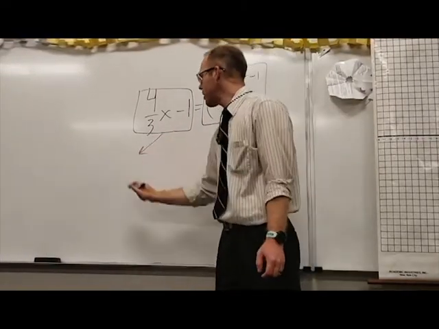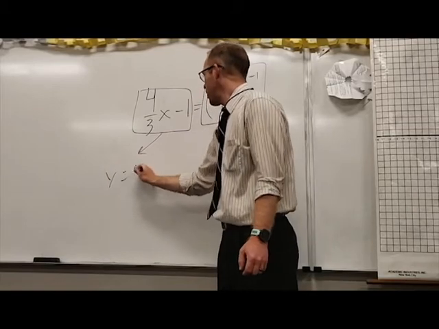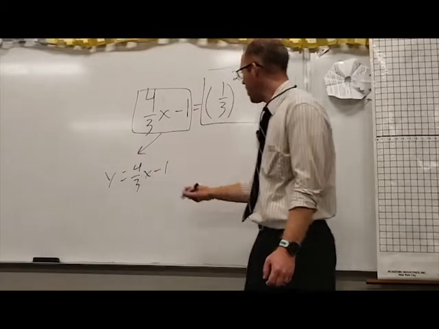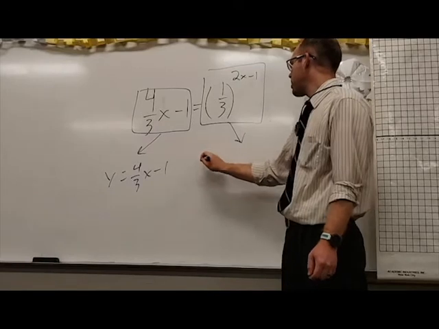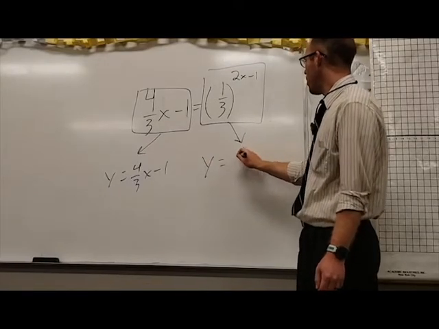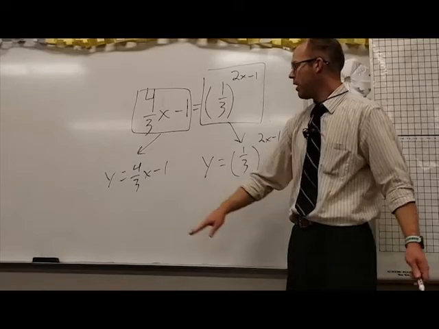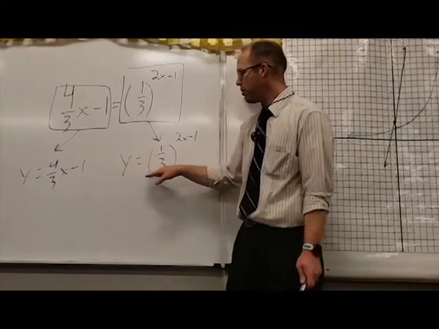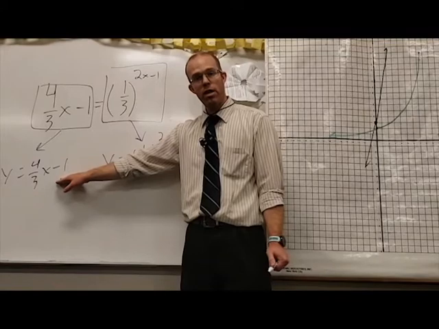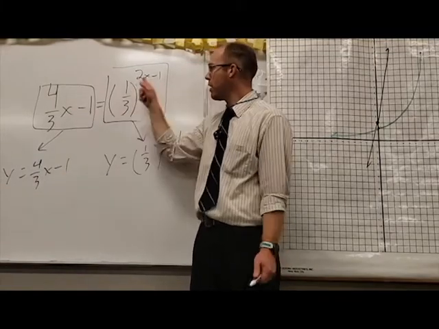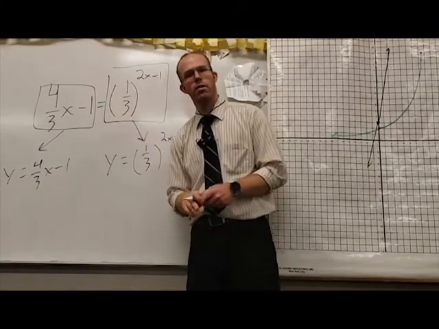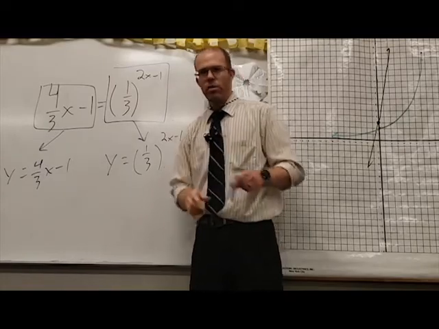So this is y equals 4/3 x minus 1, and this one will give us a second equation, y equals 1/3 to the power 2x minus 1. I can then go to a graphing calculator, put these in, and find the intersection, and then that will give us our x value that we need. So we're going to go ahead and do that on the computer. Take a look over there.